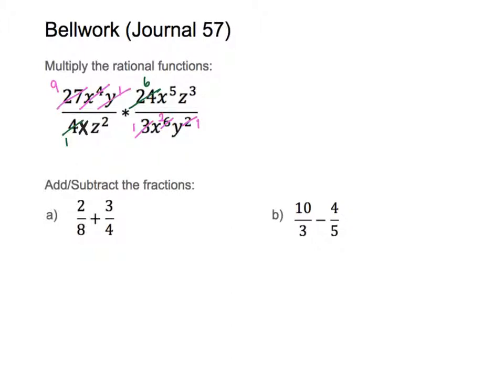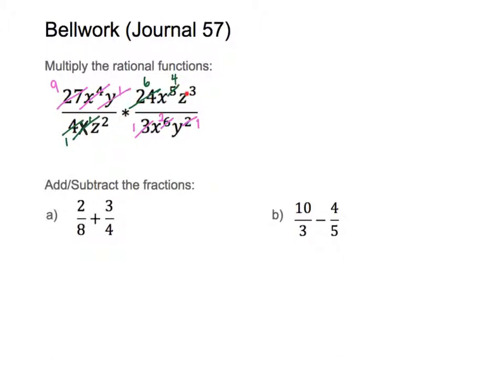And then this x here is to the first power, whereas the other x diagonal from it is x to the fifth power. So this x is smaller, so I'm going to cross that out, and I'm going to subtract 1 from 5. 5 subtract 1 is 4. So now I'm left with x to the fourth power.